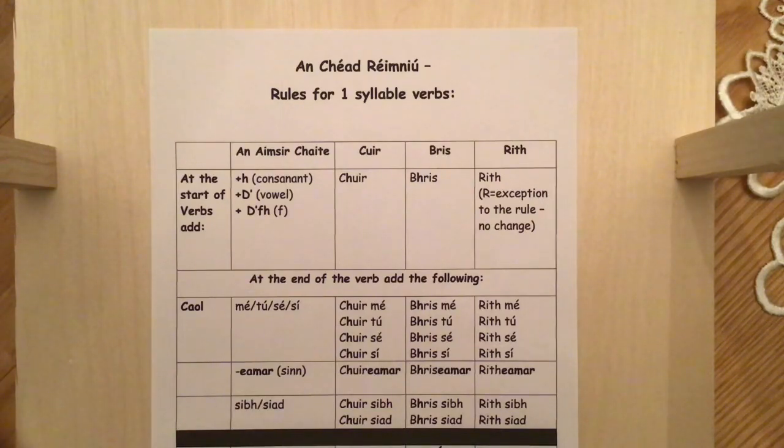And then the sibh and siad, the you plural and them form, get a H as usual, just like the mé, tú, sé and sí form. So it'll be chuir sibh, chuir siad, bhris sibh, bhris siad, rith sibh, rith siad.